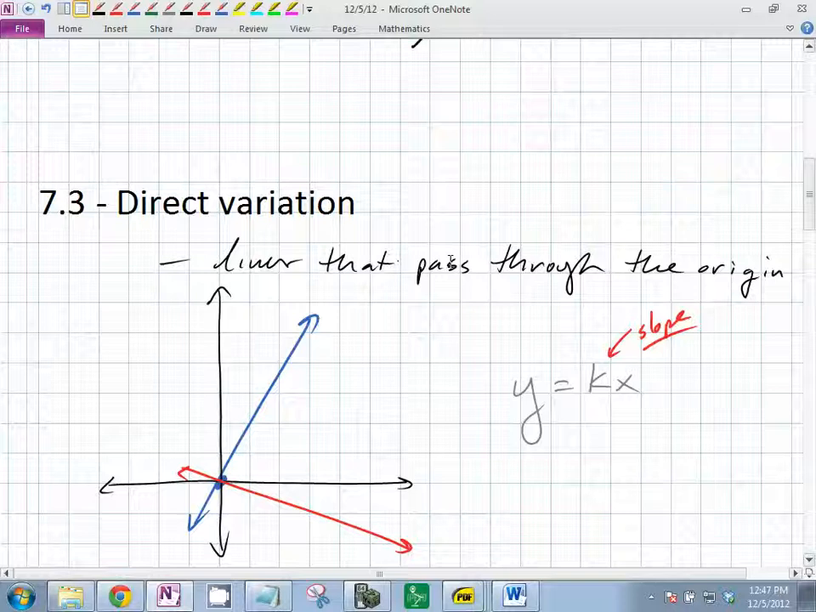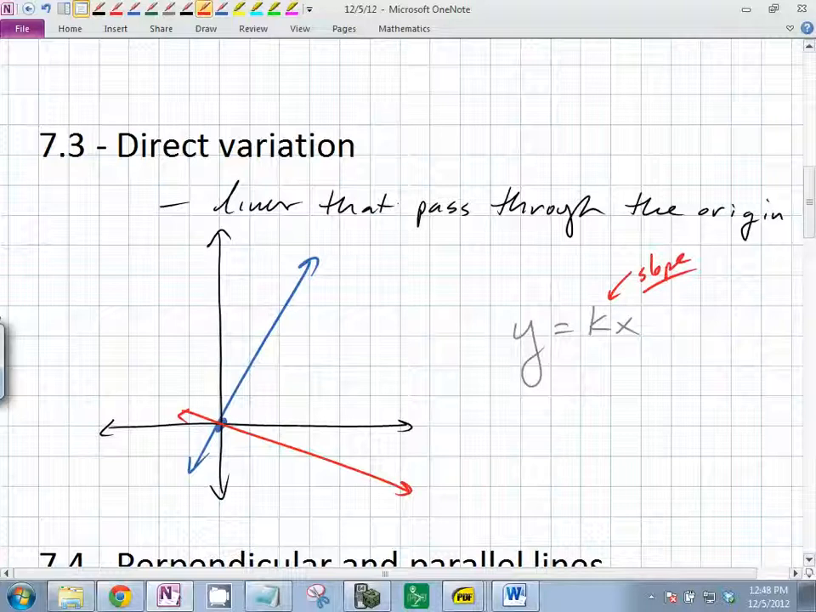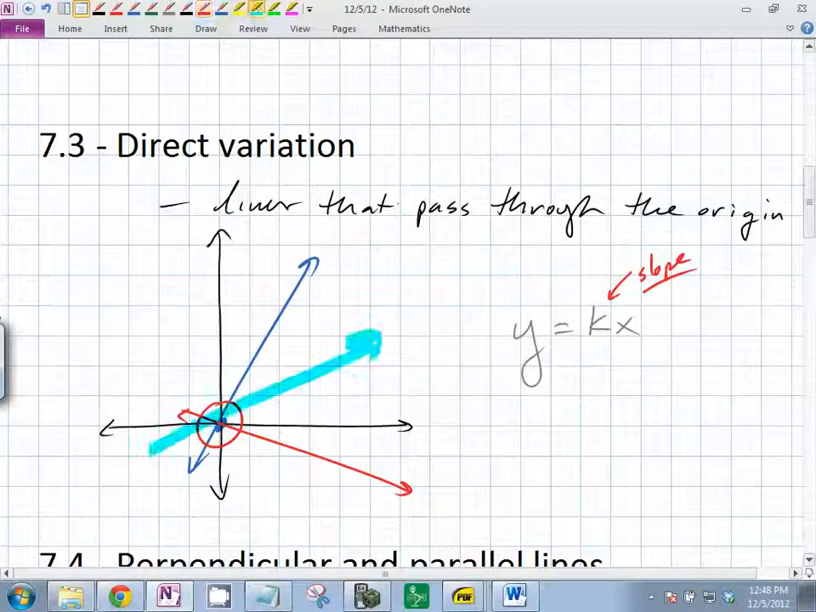Direct variation is its own topic, but it's really, really straightforward. It represents a line. Direct variation are 2 things that relate linearly and pass through the origin. So how many different lines can pass through the origin? Well, an infinite number of them can. Like, here's another one. There's another one you could draw like this. So it gets its own category, but it's pretty straightforward.